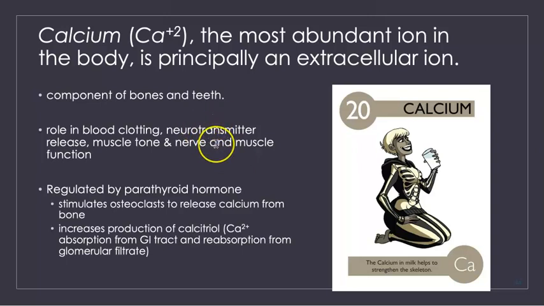It's also going to be important in neurotransmitter release. It's the influx of calcium into the synaptic end bulbs that actually causes the release of acetylcholine, as well as any other neurotransmitter. It's also important in that plateau in the heart. So again, very important ion. It's regulated by your parathyroid gland. The parathyroid gland causes osteoclasts to release calcium from the bone. And then calcitriol will help absorb calcium from your diet.